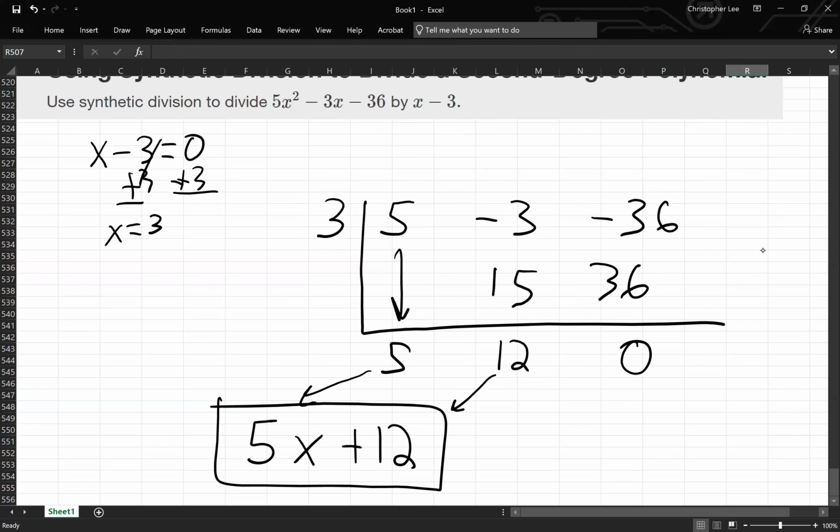So first you always bring down the leading coefficient. Then you multiply whatever the divisor is by that number. So 3 times 5, that gives me the 15. After you have the 15 there circled, you add. So negative 3 plus 15 is 12. Then, after that, 3 times 12 gives you the positive 36. Now you can add again, and you get 0. So 5x plus 12.